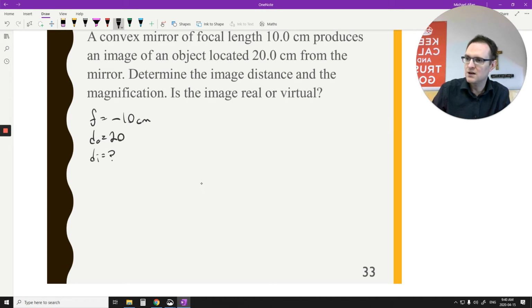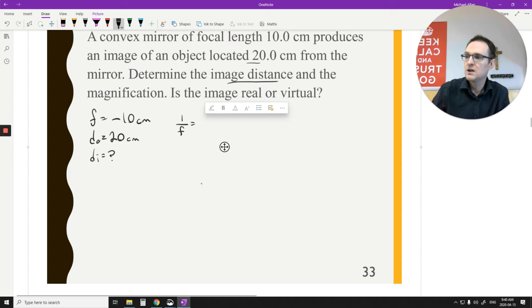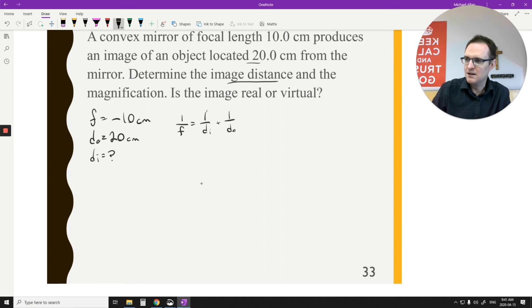So they give us the DO. Kind of weird wording up here, but I see here it says determine the image distance. So this must be the object distance. Okay, object distance is always positive. So I'm going to go 1 over F equals 1 over DI plus 1 over DO. Okay. I'm going to rearrange for DI again. 1 over DI is equal to 1 over F minus 1 over DO.